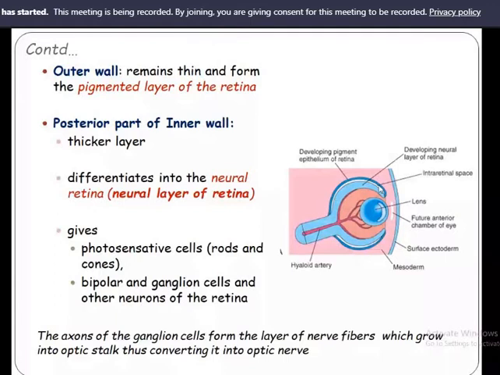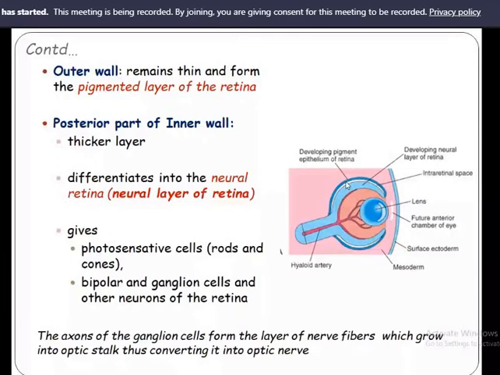This part will give rise to the retina, and this one, the outer wall, will remain thin and it will form the pigmented layer of the retina, and the posterior wall of the inner layer will be a thicker layer. They will differentiate into the neural layer of the retina. So the inner layer will form the neural layer, and the outer layer of the optic cup will form the pigmented layer of the retina. So this is the overall development.